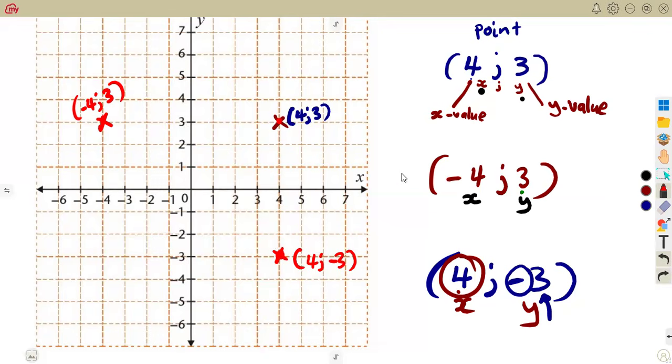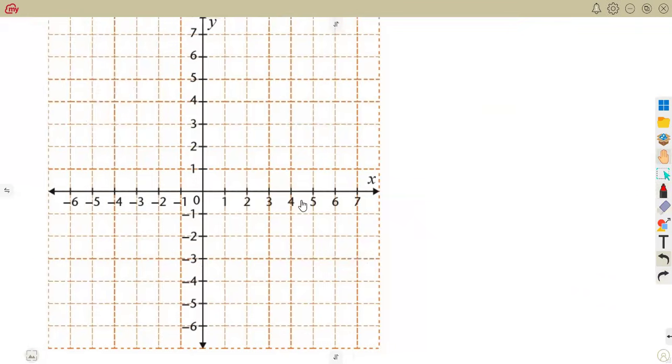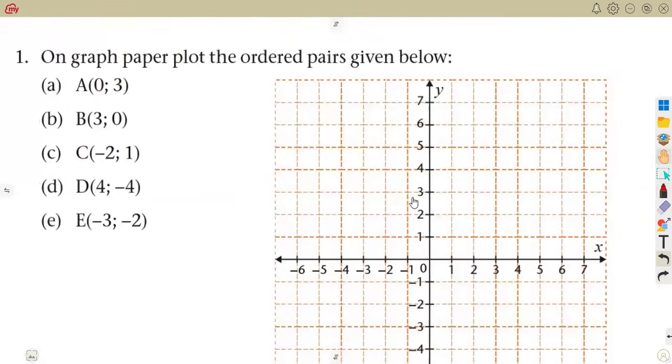So I want you to go through as many questions as you can and figure out how to mark the points. So let's try to analyze and mark this point that you're given on the graph paper. Plot the ordered pairs given. A, which is the point A, (0, 3). When you are given this condition, what are they saying? Remember, x versus y, (x, y).